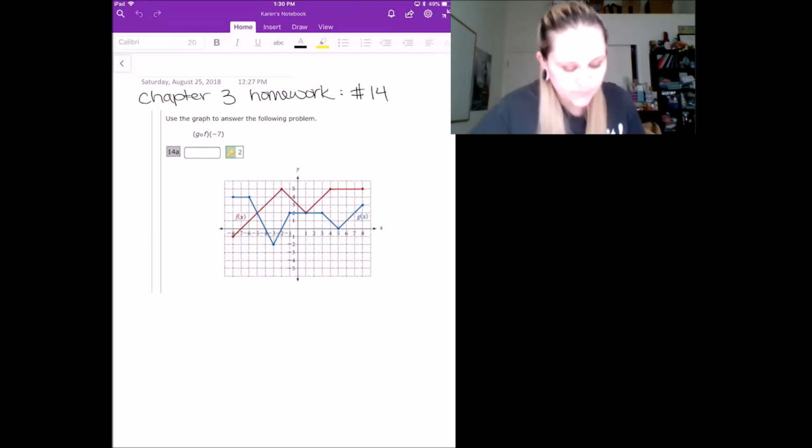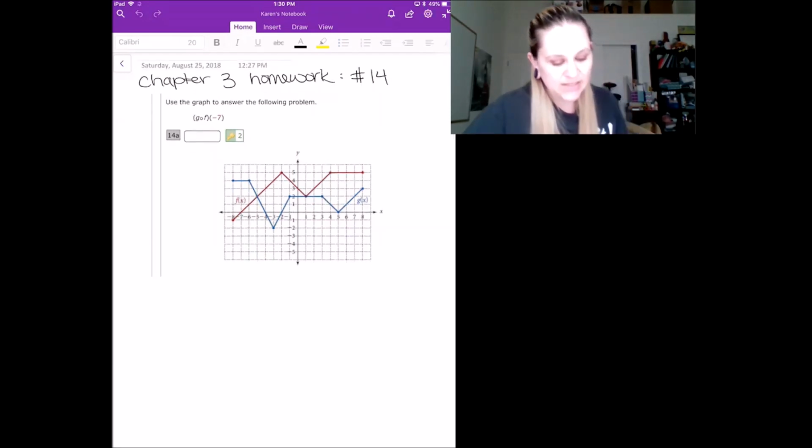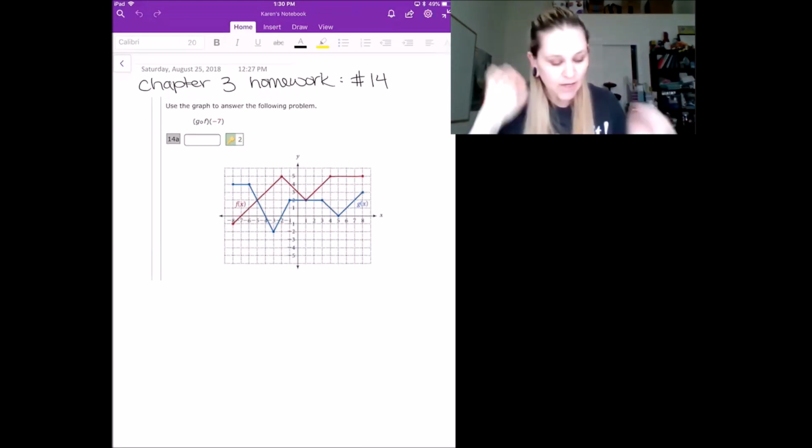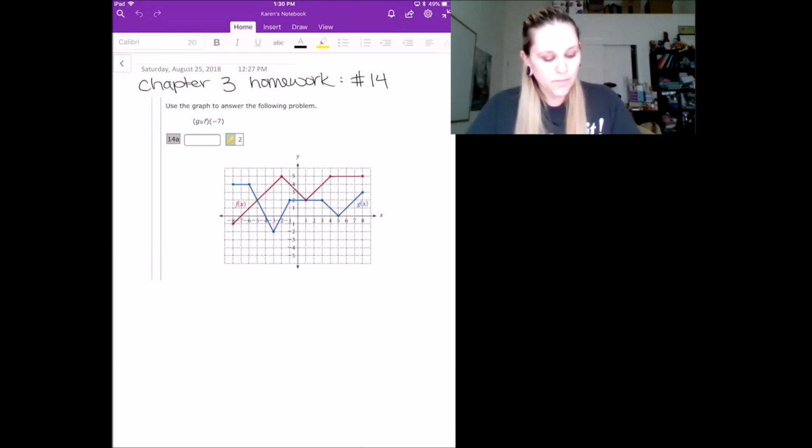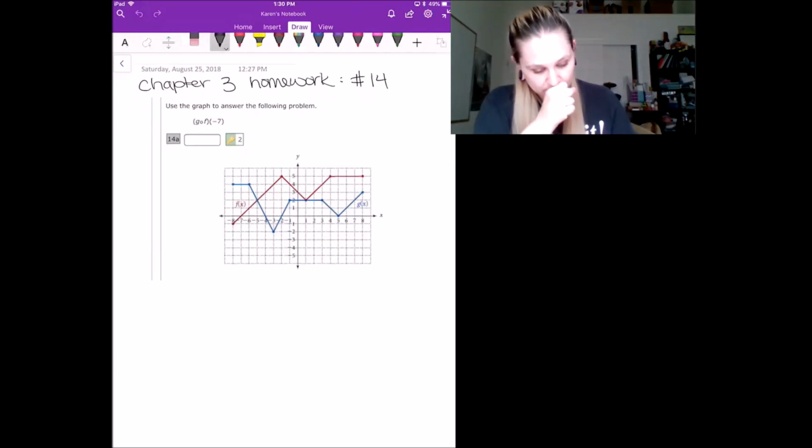That's what's important. So this particular problem says, use the graph to answer the following question, or problem, sorry. G of f of -7, or another way to say it is G after f of -7. So if we look at the graph, we have two functions. The red one is f of x, and the blue one is g of x, and we need both of those.